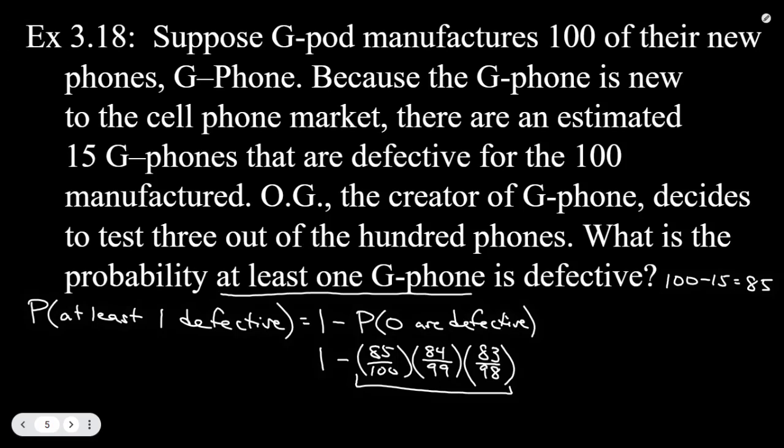And let me actually underline that in color. So this is going to match up with this. And then if we want to find out what are the chances that at least one was defective, we're going to subtract that from 1. So let's go ahead and do this work. 1 minus, and I'm going to put it in exactly as I have it written, parentheses 85 over 100, close parentheses, times parentheses 84 over 99, and then parentheses 83 divided by 98.